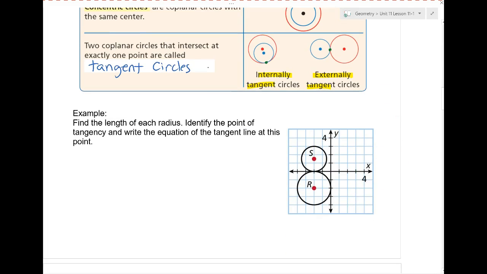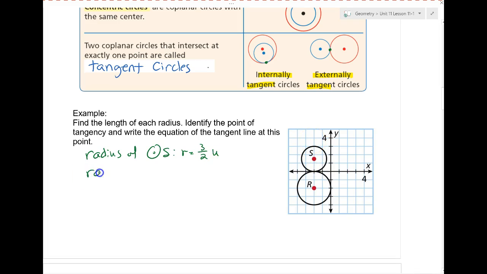It says on here, find the length of each radius, identify the point of tangency, and write the equation of the tangent line at this point. Now, guys, keep this as simple as it's supposed to be, okay? When I talk about the radius of circle S, what's the length of the radius of circle S? Guys, look at the diameter if you have to. What's the diameter? Isn't the diameter 3? So what's your radius going to be? 3 over 2? Okay, great. Good enough. 3 over 2.